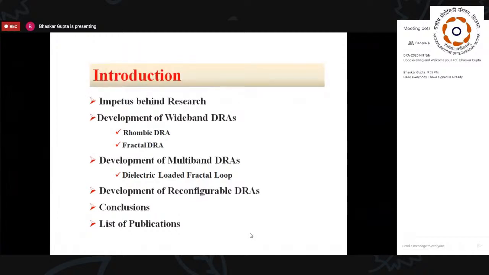So I start with the introduction. Firstly, what is the impetus behind this research? We'll discuss that a little bit in brief. Then we'll shift our attention to mainly three application areas: development of wideband DRAs, development of multiband DRAs, and development of configurable DRAs for today. After that, about this application-oriented research, we'll put some conclusions, followed by our list of publications, so that if you have any further query, you can consult them.